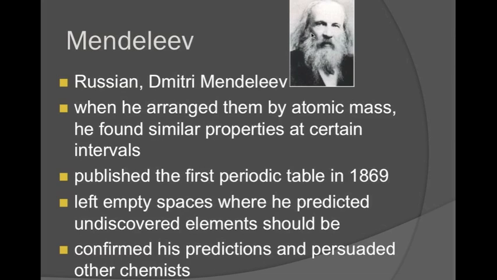Now, moving on to Mendeleev. Mendeleev was very important to chemistry because he was the first person to publish a periodic table. He recognized that elements had similar properties, so therefore he arranged them in his periodic table.